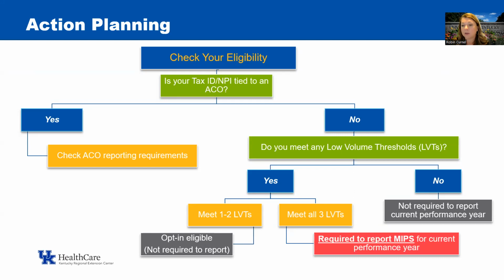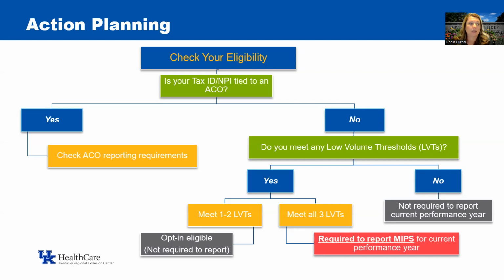And so if you look at both of the eligibility update time periods and see that you're not required to report for the current performance year, that's great. You can wait until the next year to review that year. Let's say you do meet one or two of the low volume thresholds. At that point, you can decide to opt in to the QPP program, but either way, you're not required to report unless you make that opt-in selection. If you do meet all three, you are required to report for MIPS for that current performance year.